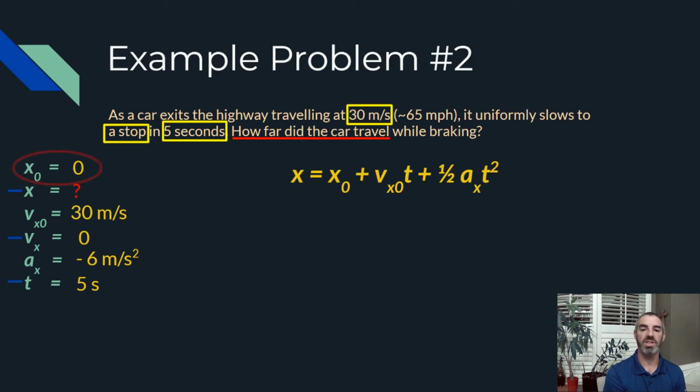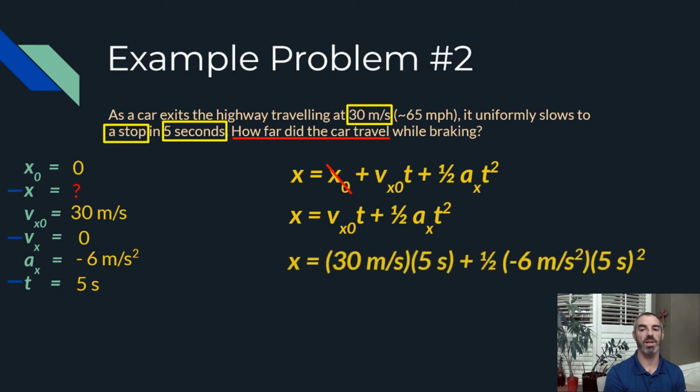First thing we're going to do is look and see we have x naught is 0, so I can go ahead and cross that out and rewrite my equation. And it's already solved for x, so I can go ahead and plug in my values. X is equal to 30 meters per second times 5 seconds, plus the acceleration times time squared. So let's look at the units. How do the units work out?